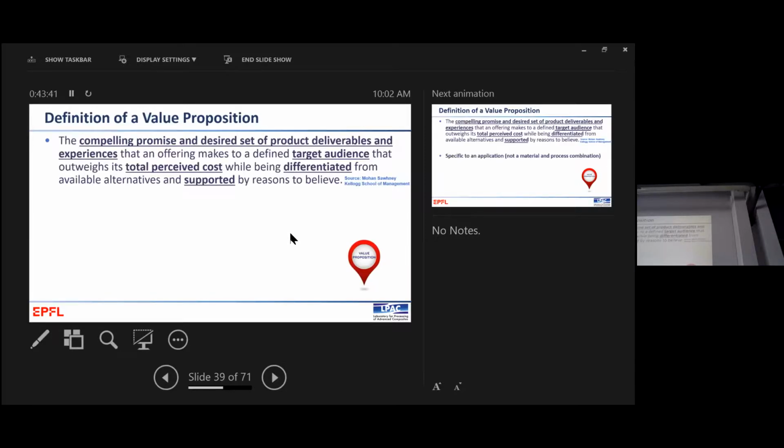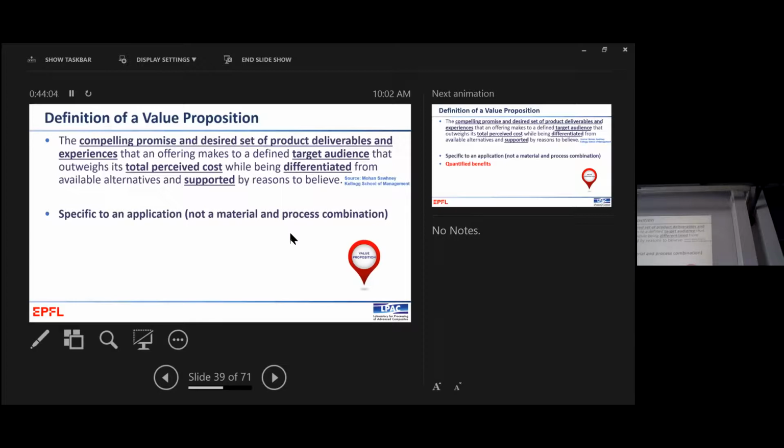One other thing cost modeling is really useful for is developing a value proposition for your product, which is a compelling promise and set of desired attributes that your product has, that differentiates it from an in-kind or non-in-kind incumbent, okay? And its total cost is attractive. And this is specific to an application.